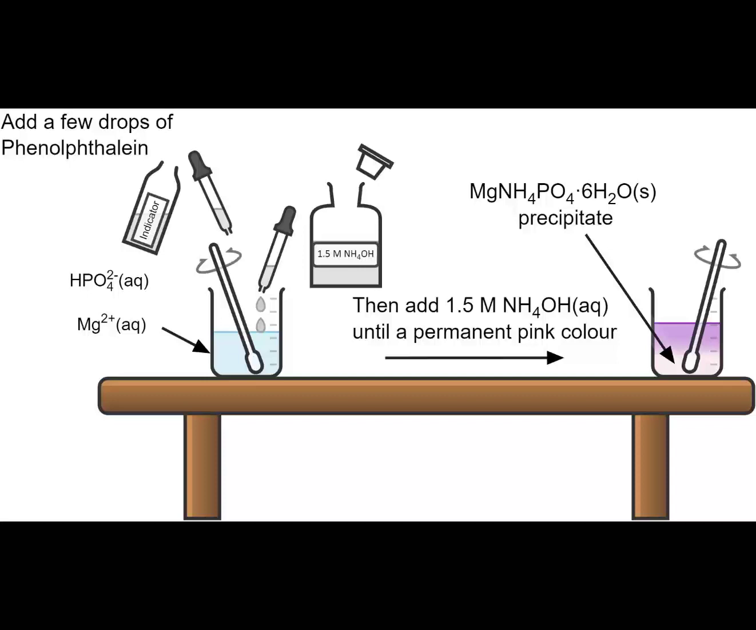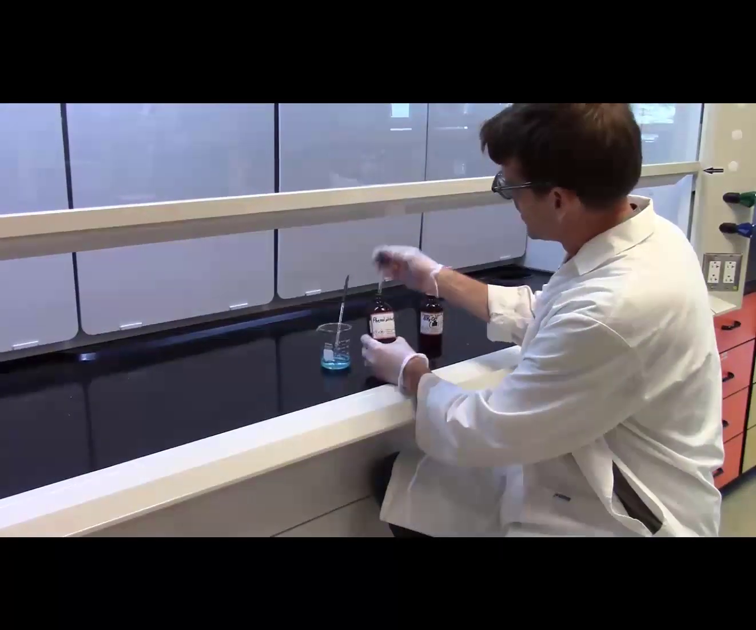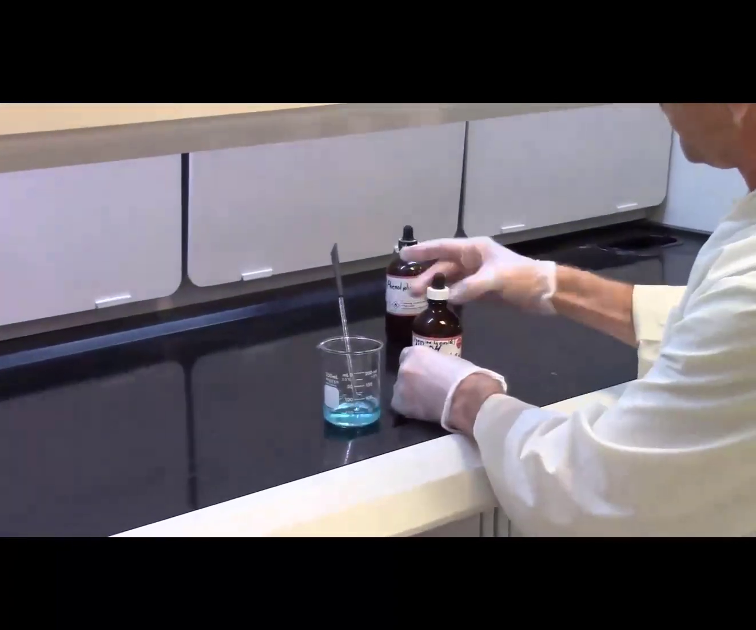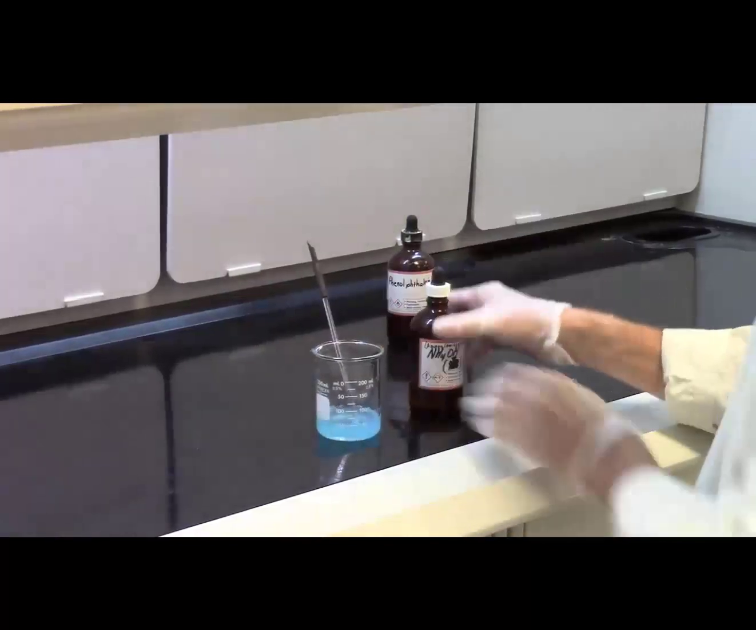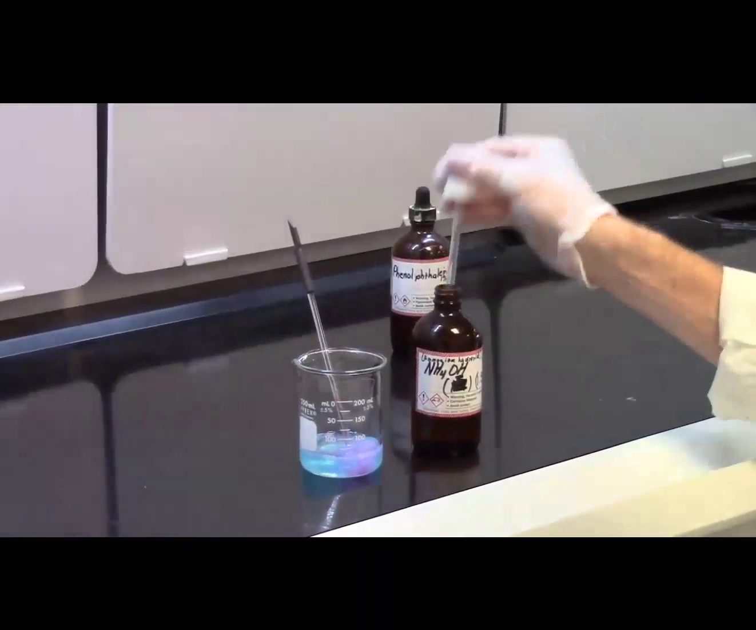To ensure that we add only a slight excess of 1.5 molar ammonium hydroxide, a few drops of the phenolphthalein indicator are added to the solution. The ammonium hydroxide is added only to the point when the indicator turns a faint pink color, which will look purple given the blue background, which indicates that the solution is slightly basic. It takes several additions of the ammonium hydroxide, with frequent mixing with the stir rod, to achieve the appropriate pink-purple color.